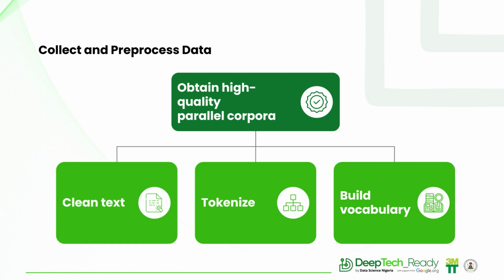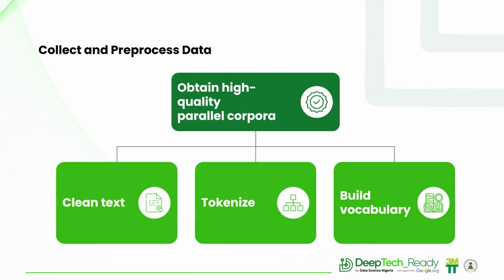Next is tokenization, where we split sentences into smaller units such as words or subwords. Techniques like byte pair encoding or SentencePiece can help create consistent and compact token representations and even reduce out-of-vocabulary issues. Finally, we build a vocabulary that maps each token to a unique index for both the source and the target languages. This step converts text into numerical data that the translation model can process effectively.